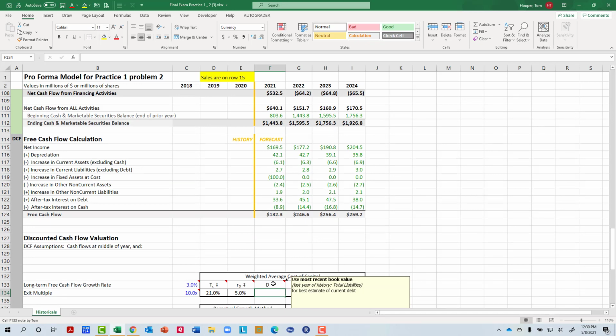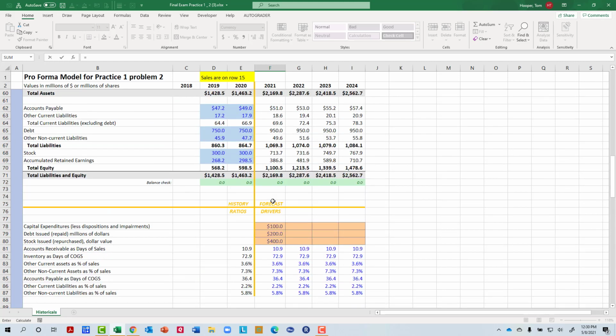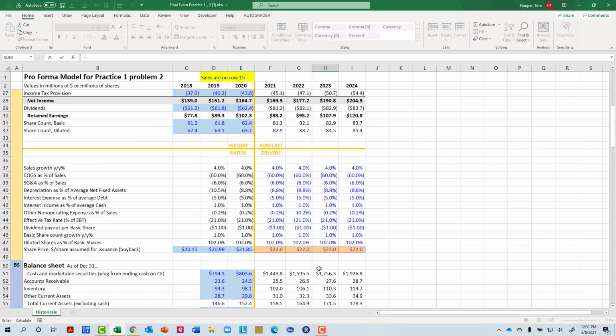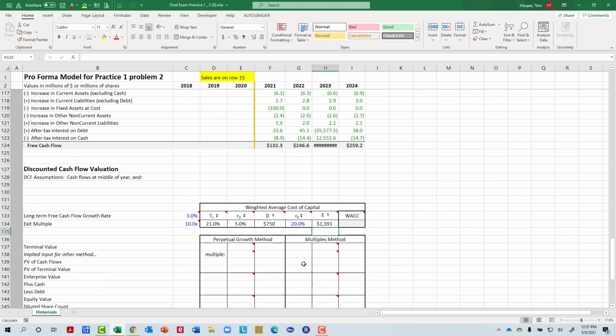And it says for debt, use the last year of history. So we have to use the actual ending amount of debt that we had at the end of 2020. And we're already given cost of equity. We wish we had time to use the CAPM model, but we don't. And then for equity, we're told to multiply diluted shares times the share price. So diluted shares at the time of the valuation times the share price. Okay, and so it shows that we have about $750 in debt, twice that much in equity.